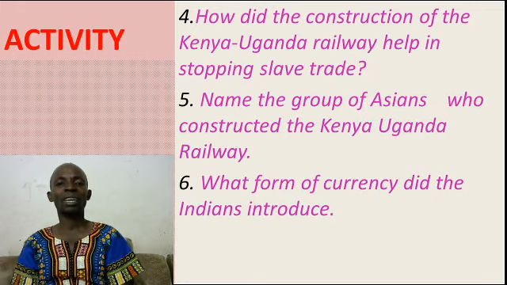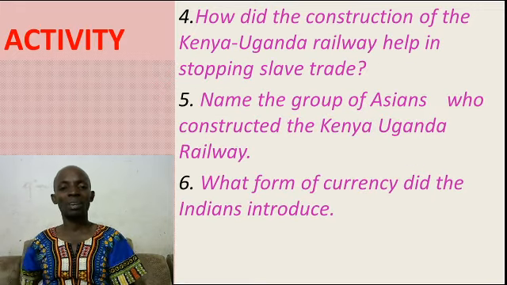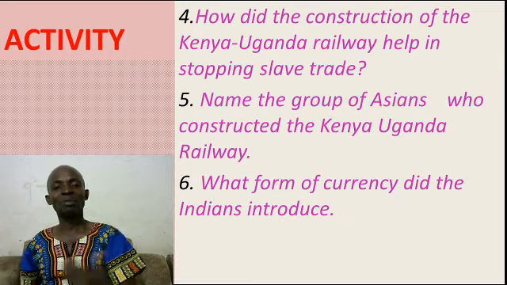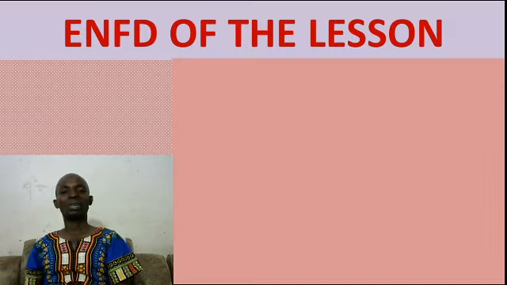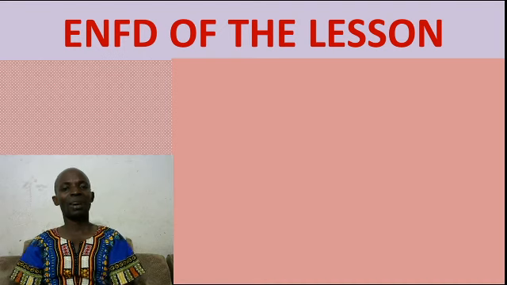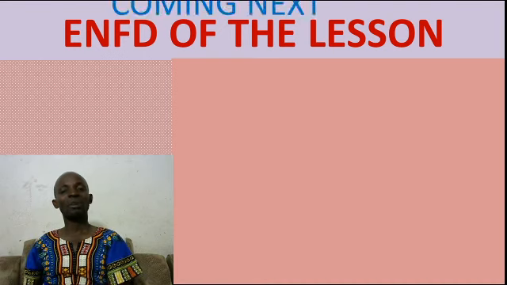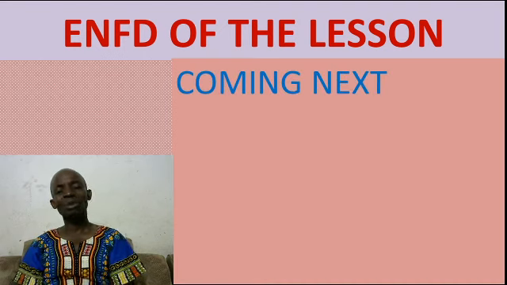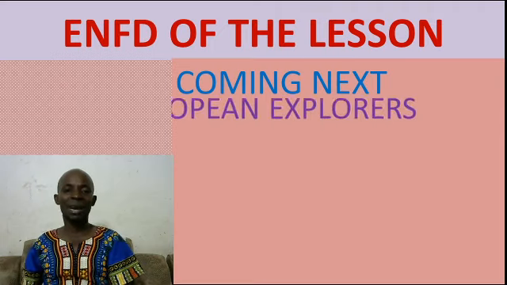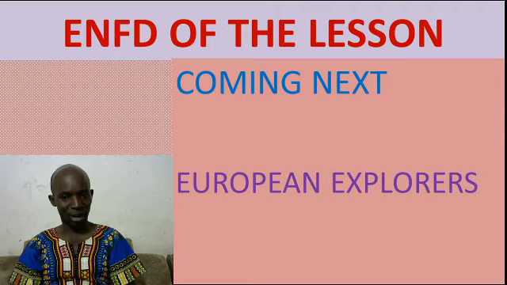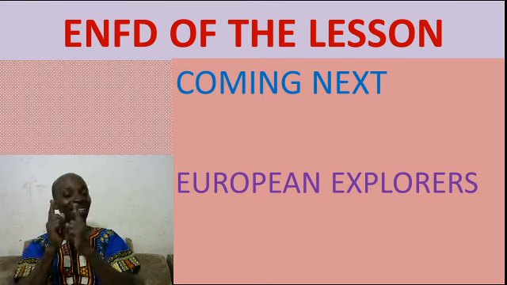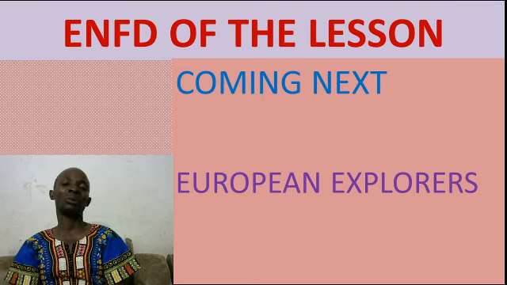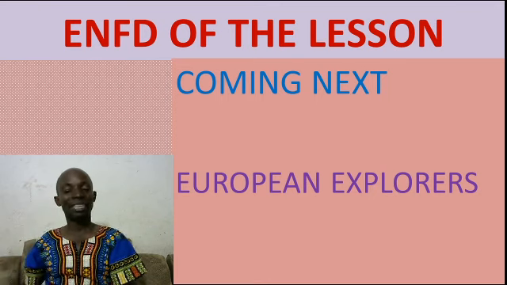Then name the group of Asians who constructed the Kenya-Uganda Railway. I've just taught it. What form of currency did the Indians introduce? I've also taught it. This marks the end of our lesson number 4. Which topic? Foreign influence. What shall we look at when we come back? European explorers. But before the European explorers, boys and girls, there is a small test that you will do. Okay? Then after that test, we shall look at the European explorers.